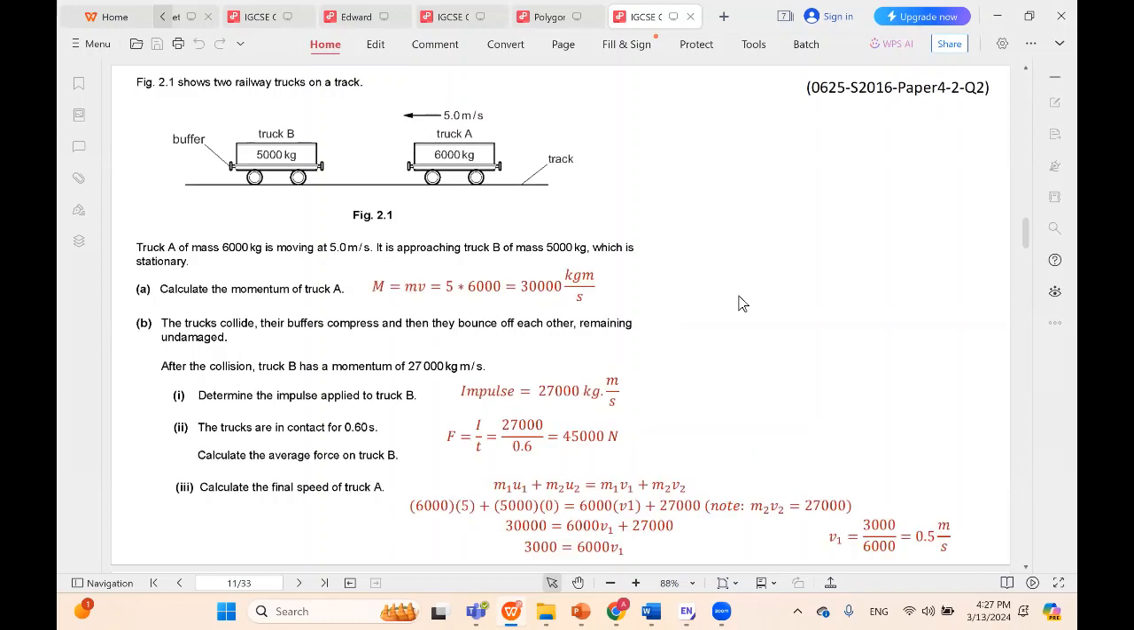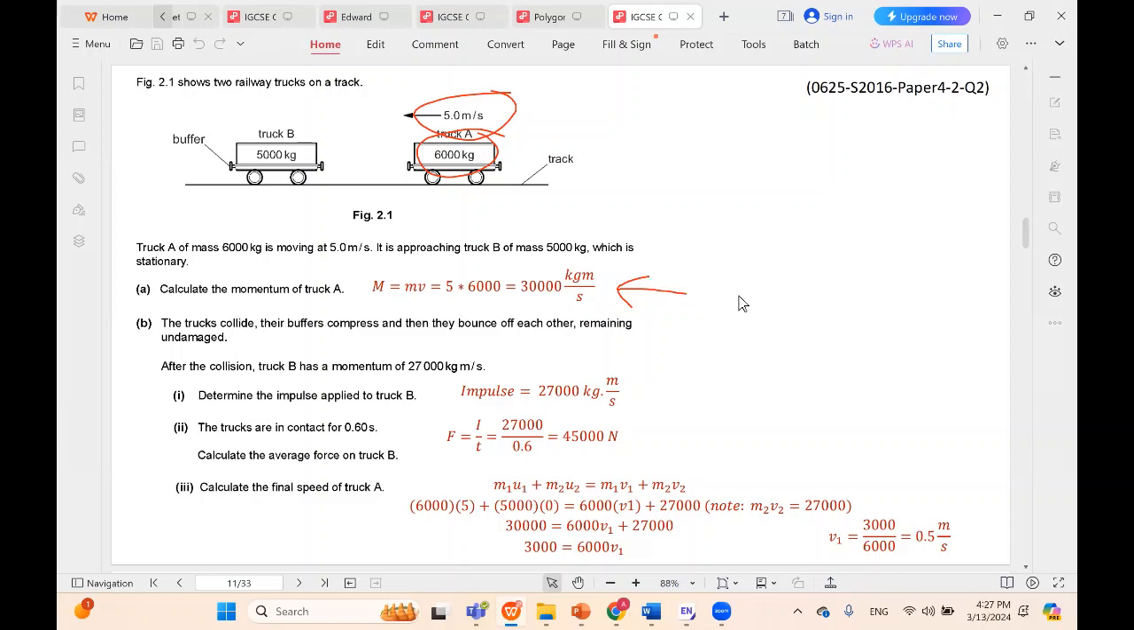Figure 2.1 shows two railway trucks on a track. Truck A of mass 6,000 is moving at 5. It is approaching truck B of mass 5,000, which is stationary. Calculate the momentum of truck A. So of course, the momentum of truck A is simply the mass of truck A times the speed of truck A. So this is quite simple. We multiply these two quantities together and we get 30,000.